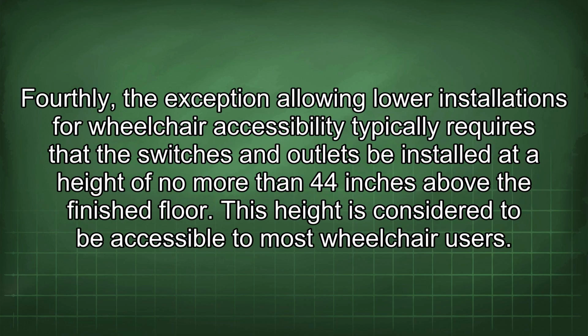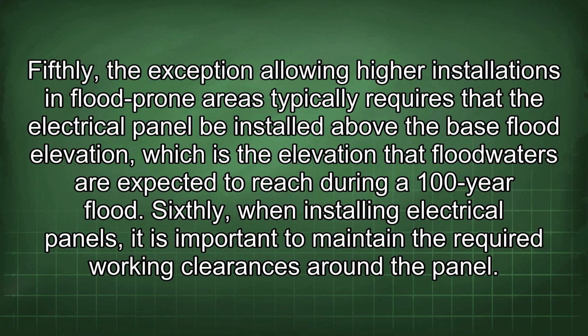Fourthly, the exception allowing lower installations for wheelchair accessibility typically requires that the switches and outlets be installed at a height of no more than 44 inches above the finished floor. This height is considered to be accessible to most wheelchair users. Fifthly, the exception allowing higher installations in flood-prone areas typically requires that the electrical panel be installed above the base flood elevation, which is the elevation that floodwaters are expected to reach during a 100-year flood.